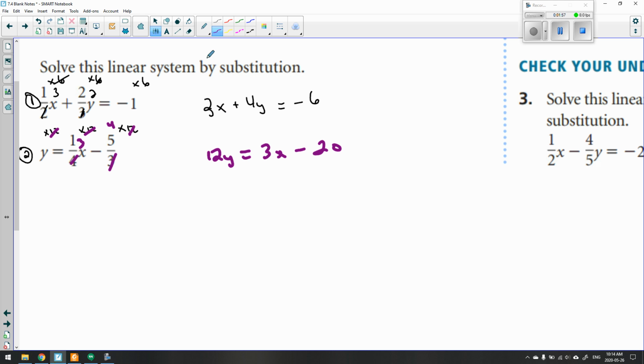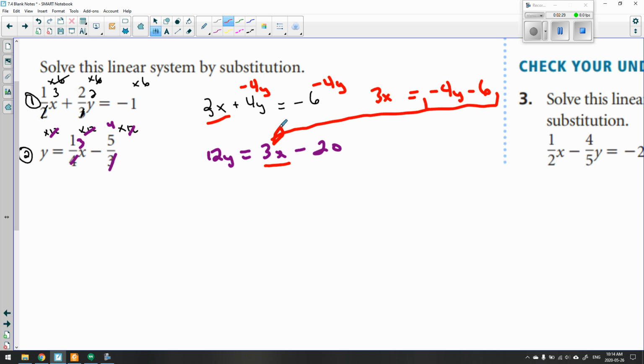with this one. When we take a look, we do notice that we have a 3x in both of our equations, so we can use that. So let's rearrange this first equation. I'm going to subtract 4y from both sides and get 3x is equal to -4y minus 6. Now we can take this and plonk it in the place of this 3x. So we get 12y is equal to -4y minus 6 minus 20.